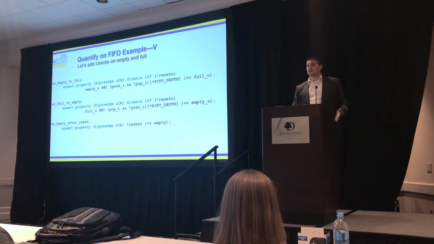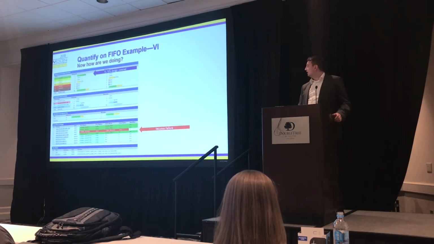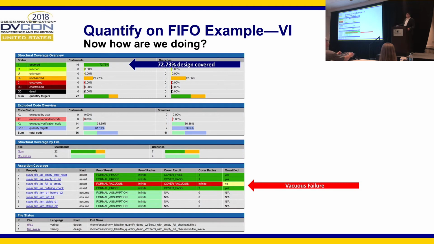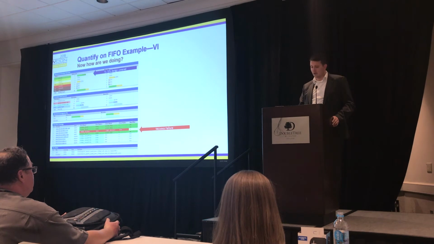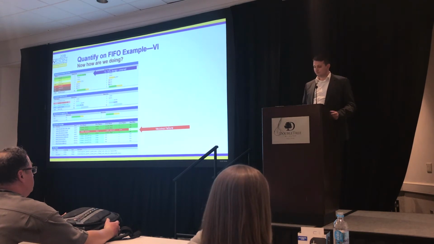So let's quantify this again. How are we doing now? Actually the coverage has increased. We have 72%. Maybe not as much as we expected. But what is worse is we now have a check which is failing, and it's vacuous, meaning that it's not being executed. And the check name is empty. So we now reveal that our FIFO actually cannot get empty at all.